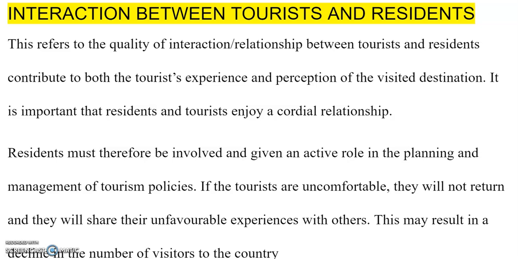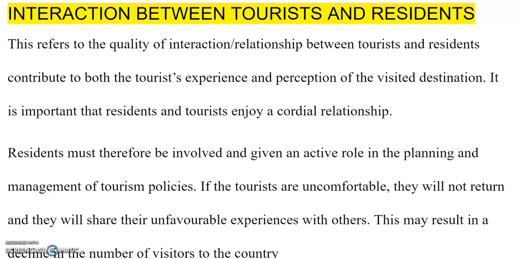But we are seeing where this type of policy is lacking in some Caribbean countries. So residents are left out when it comes to planning policies for tourism in the region. So if the tourists are uncomfortable when they visit a Caribbean destination, after interacting with residents or based on how they see residents behaving, they will not return, and they will also share their unfavorable experience with others and also on social media.